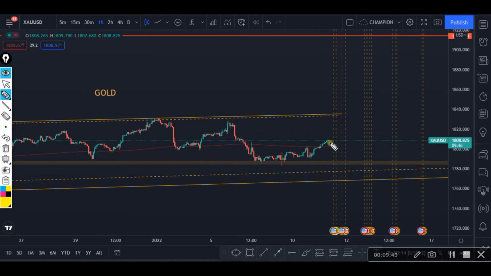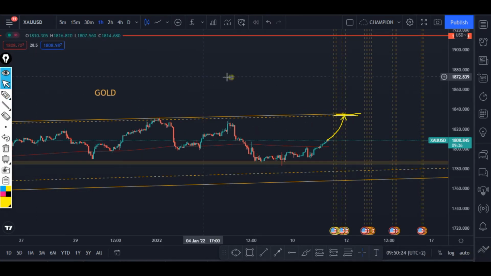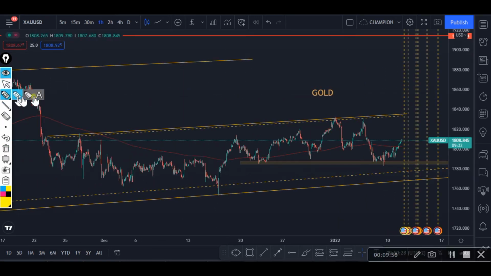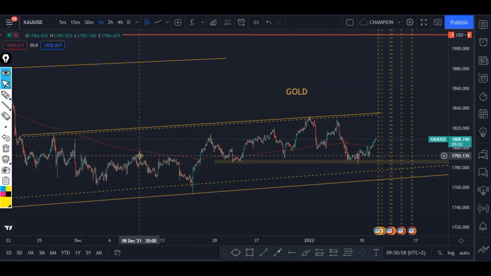My advice would be, wait for the market to reach up here and see if it breaks this resistance. If the market breaks this resistance, it's gonna have to have a retest and move high. So we don't have to jump into the market at the moment. Let's move on to the next one.